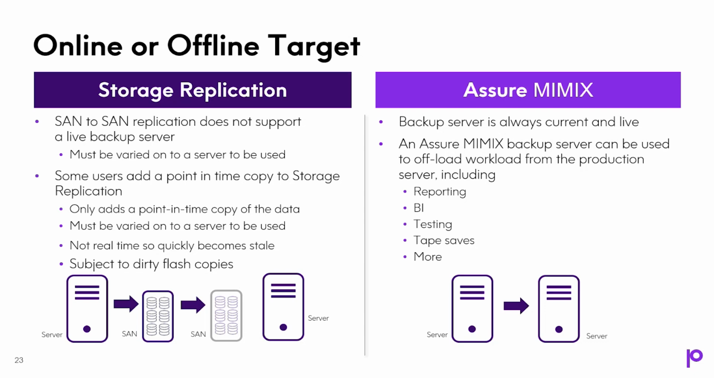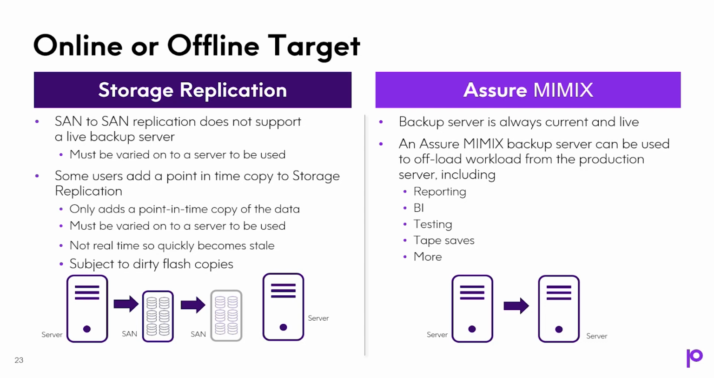the data. Mimics, on the other hand, the backup server is always current and live there and can be used. And people do use it. We have thousands of customers using it for reporting. Of course they use it for DR and they use it for HA, but they're using it for reporting, for DI, BI, for testing, tape saves. So many people use logical replication to do target side saves. It is such a great solution for that. And you're not subject to that dirty flash copy like the storage replication is, and more.